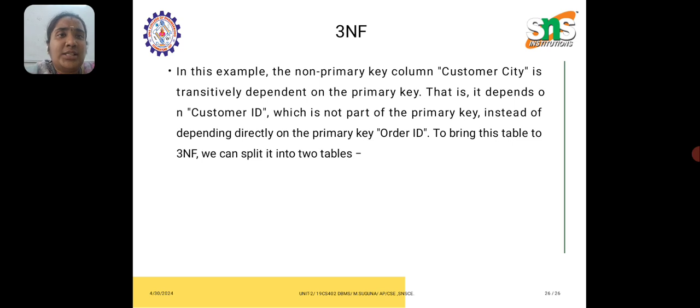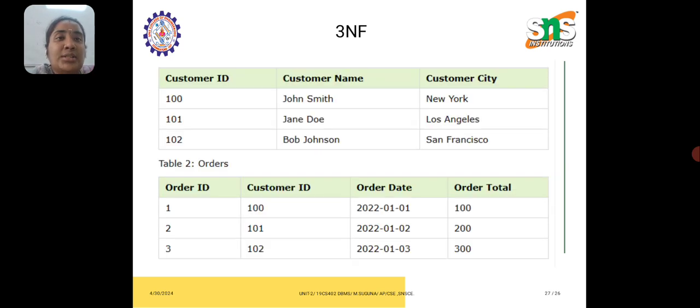This customer ID denotes, for example, that the order ID brings John Smith with customer ID 100, and he lives in New York City. The second one, ID 101, is Jane Doe, who lives in Los Angeles. And Bob Johnson is customer ID 102, and he lives in San Francisco. The order ID is 1, 2, and 3, and the customer ID is denoted with 100, 101, 102. The dates have been given like this.